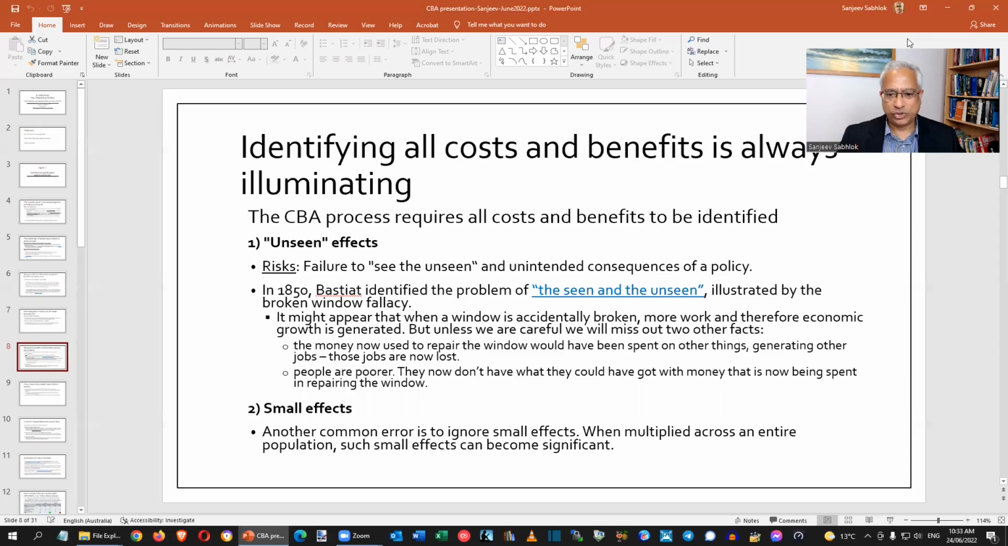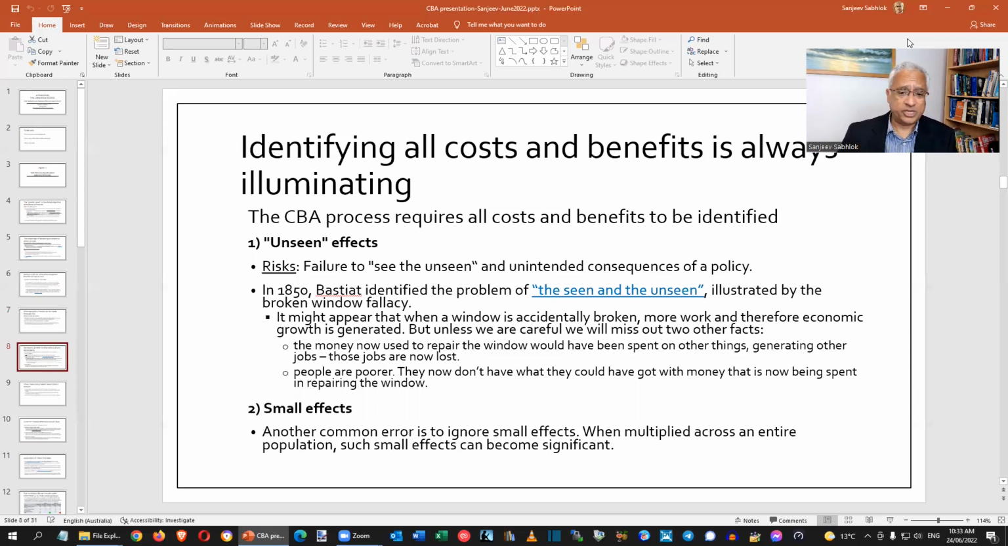Now we've got new jobs coming out of this for the glazier and other people, carpenters, etc. So it's a great thing for the economy to have the window broken. That is the argument many people make, and they are the Keynesians, by the way. Even today, they make the same argument. But what they miss is that the money now required to repair the window would have otherwise been spent on other things.